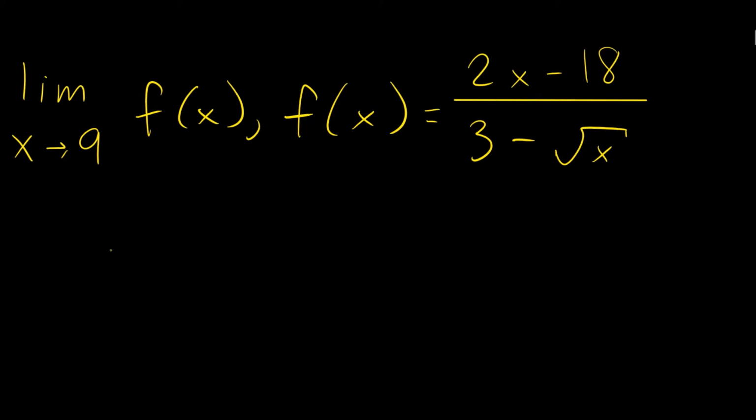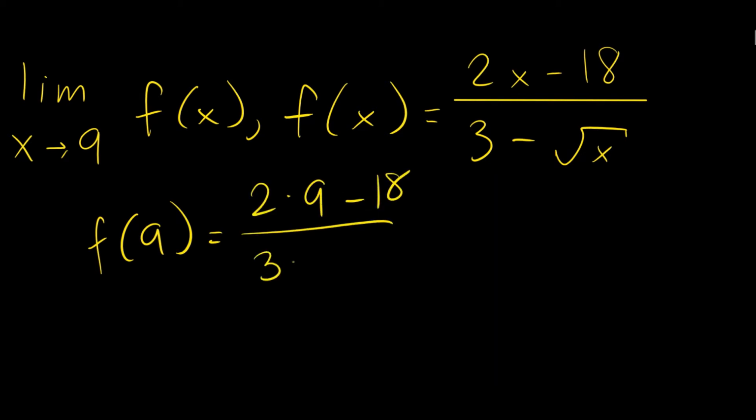So as always, let's try to solve this limit first just by plugging in the limit value into f of x. So we have 2 times 9 minus 18 divided by 3 minus the square root of 9. And as you can see, this pretty much simplifies to a 0 divided by 0 situation. So since it is an indeterminate form, we have to do algebra to figure out what our solution should actually be.